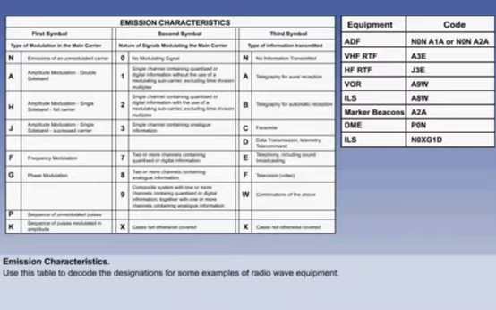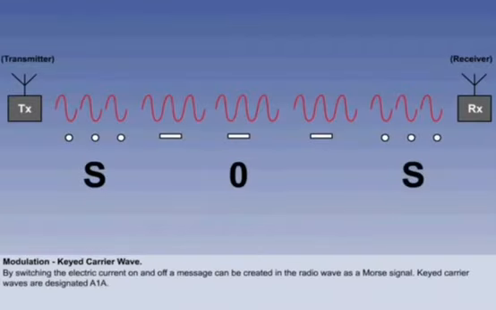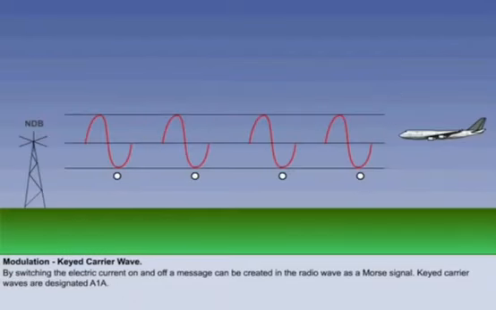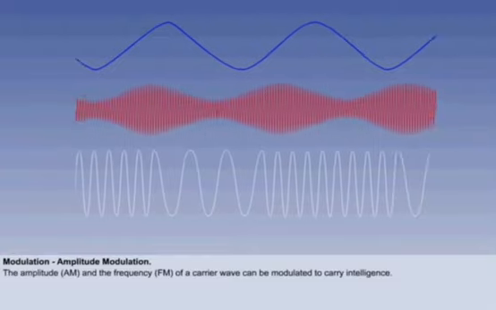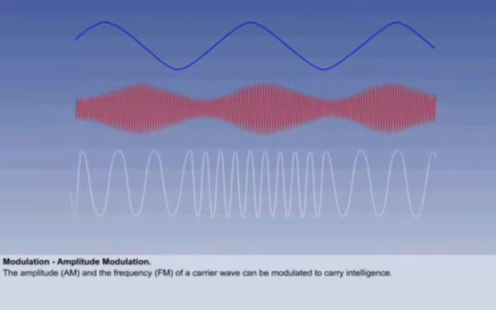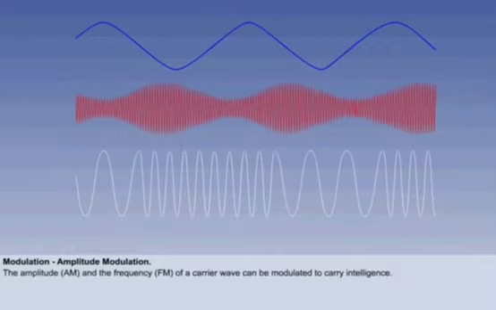The simplest form of modulation is to switch the electric current on and off. This is called keying. Morse messages can be sent in this way. Keyed carrier waves are designated A1A, and they are used mostly for long-distance NDBs, as all of the transmitted power is in the carrier wave. More sophisticated intelligence can be superimposed upon a carrier wave by modulating either the amplitude of the carrier wave, AM, or modulating its frequency, FM.